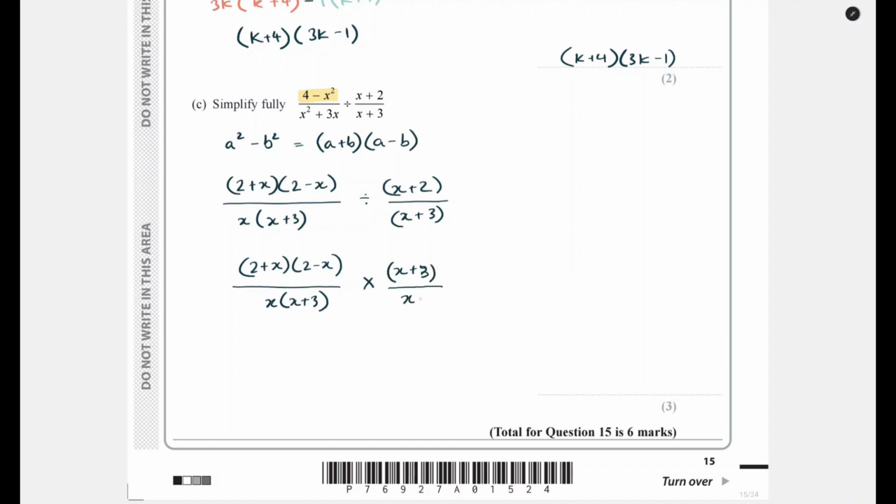over (x plus 2). Now we can see that we have x plus 3 in the denominator and x plus 3 in the numerator, so they both cancel out. And we have x plus 2 as the denominator here and x plus 2 as the numerator here. So if we cancel those out, we're left with (2 minus x) over x, and that's our answer.